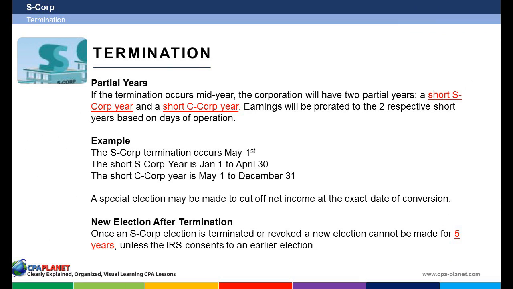Partial years in the case of termination. If the termination occurs mid-year, the corporation will have 2 partial years, a short S-Corp year and a short C-Corp year. It's just going to be prorated, okay?